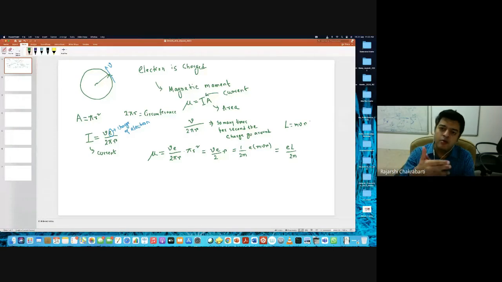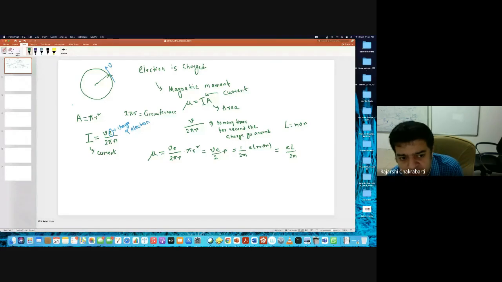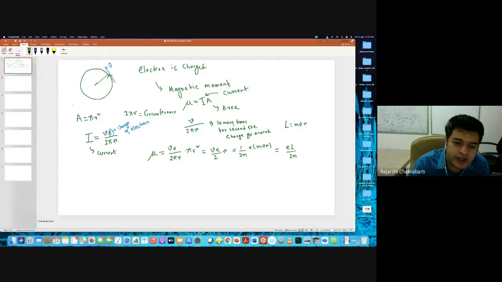Your angular momentum is in this direction. Say if it is going like this, towards you is the direction of the angular momentum. But since the charge is negative, the direction of the magnetic moment would be in the opposite direction, down. So it is away from you. So you have to take care of the fact that the electron is negatively charged.